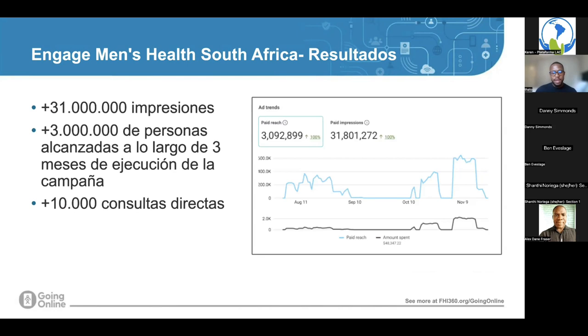We ran adverts using this campaign setup for about 3 months. And within those 3 months, the content from this campaign was seen more than 31 million times and reached at least 3 million unique people within our target area. The Engage Men's Health team also got more than 10,000 direct inquiries about the facility and about the services through the WhatsApp line that they use to interact with clients. Next slide, please.